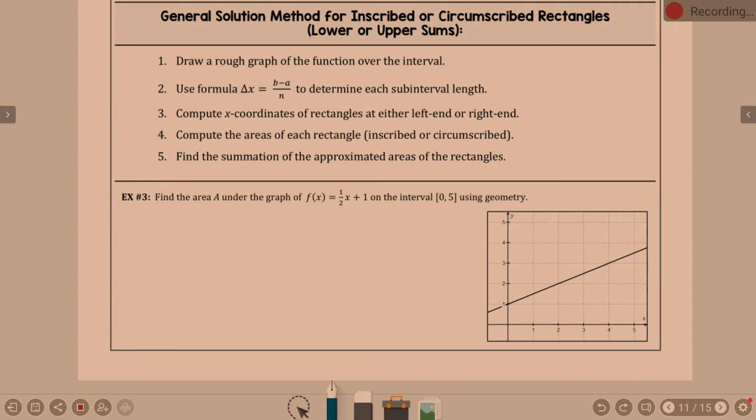Okay. Example 3 here, notice what it says. Find the area under the graph f of x equals this function on the interval 0 to 5 using what? Geometry. So don't think calculus for a moment. Think geometry. So what are we doing here? The interval from 0 to 5. We want the area under the curve. So from 0 to 5, I want that area.